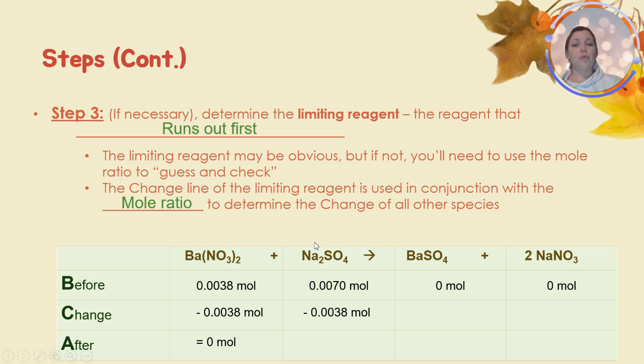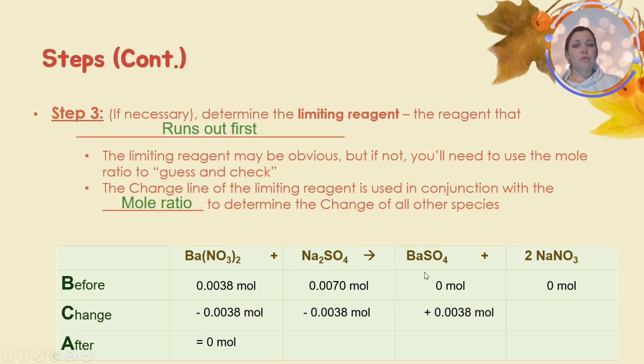And also, this is a 1-to-1 ratio, but you would need to take the ratio into account when doing this change line here. So the change line is where you use the mole ratios, and the mole ratios come from your coefficients. Okay, so then you can see that we can now fill in the change for everything else.